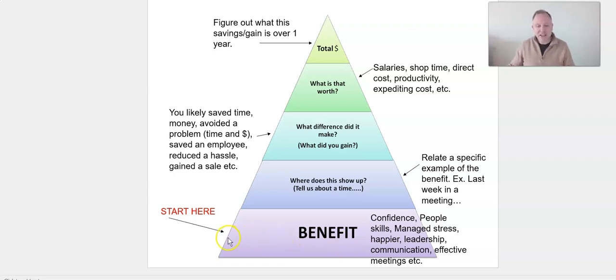So at the bottom, start with this question. What was one of the things I got from the Dale Carnegie course? It could be confidence. It could be maybe I'm getting things done. There are some examples here, but just think about something you got from the course. Great. That's step one.